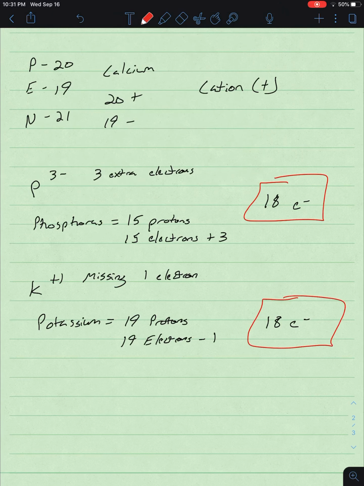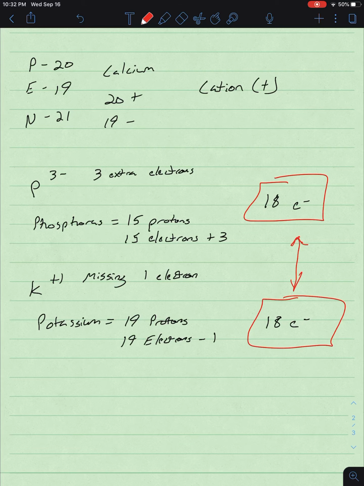So this is good to know because remember, protons are different. Phosphorus has 15 protons, potassium has 19 protons, so they are different. You can have the same number of electrons and still be different atoms. The only thing that really determines elements is the number of protons.